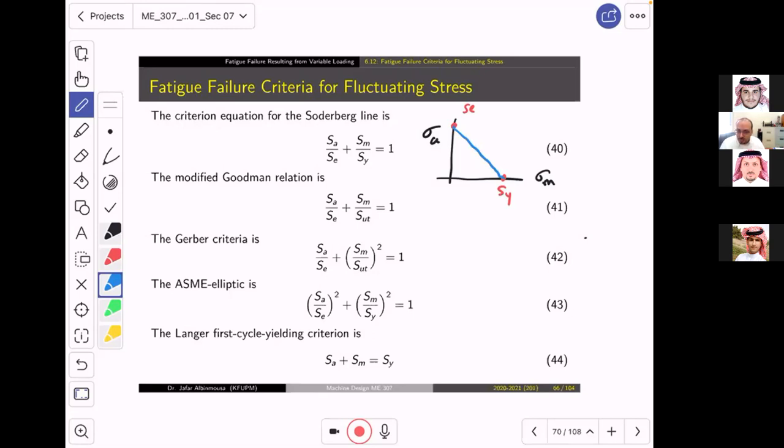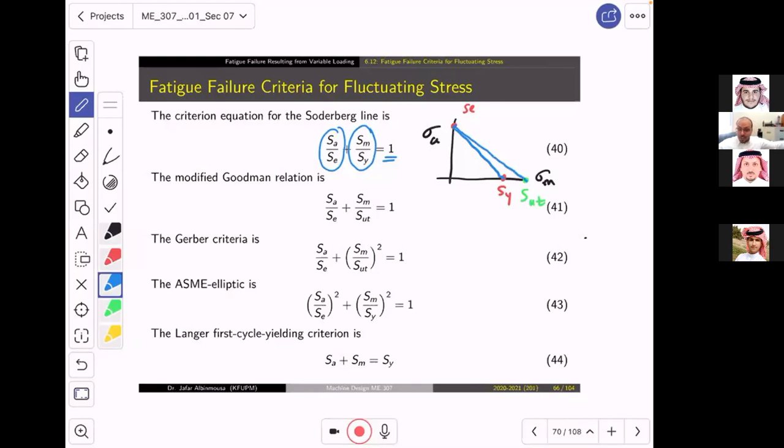How is it written mathematically? It is SA over SE plus SM over SY equals 1. Period. And then there comes the Goodman. Goodman, the modified Goodman, was another scientist or engineer who said, no, I agree that SE is the first point on the y-axis, but Goodman said, in the x-axis, we should go all the way to the ultimate. So the ultimate, we know it is higher than SY. So this is SUT. And he said, the line is straight, but it should start from SE all the way to the ultimate.